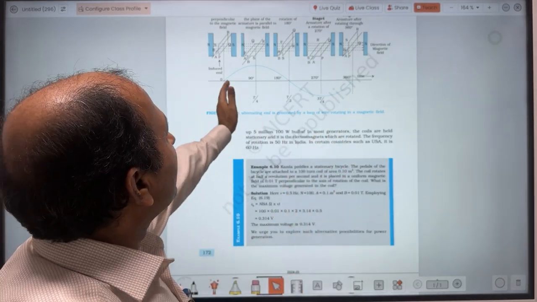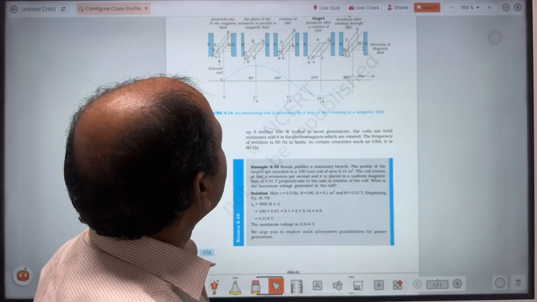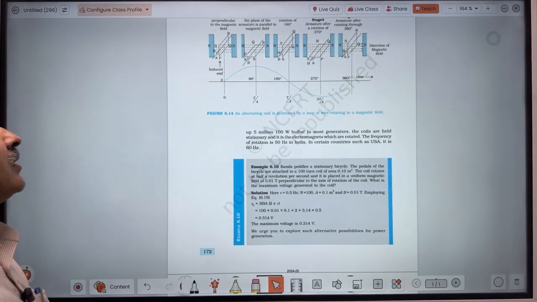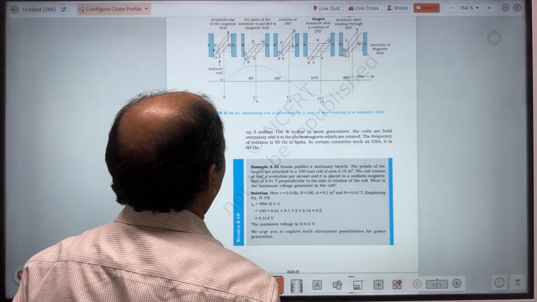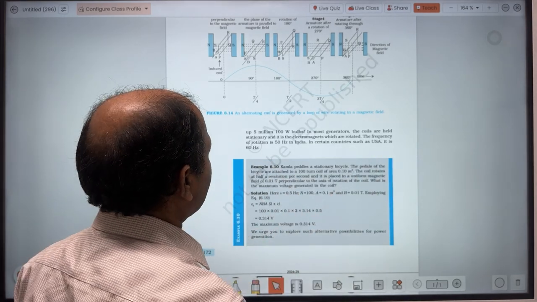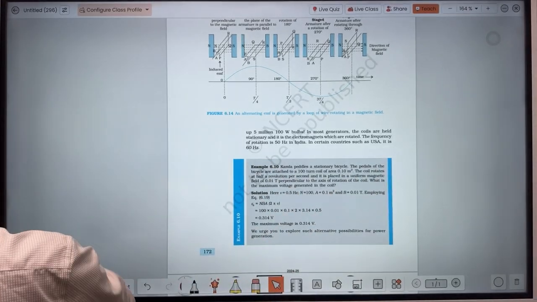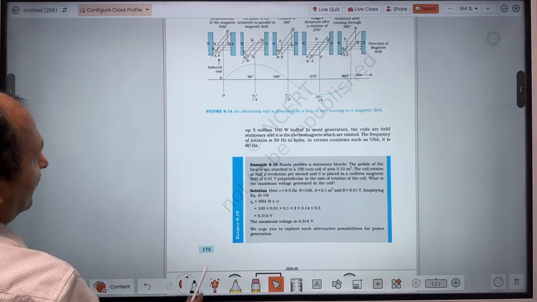Then the induced EMF will fluctuate. It will become positive, then it will go negative. That is why, whenever we talk about AC, we say that there is a certain frequency, and generally it is around 50 hertz in India, but in the US it is 60 hertz, right? Now we are going to see one numerical based on it.